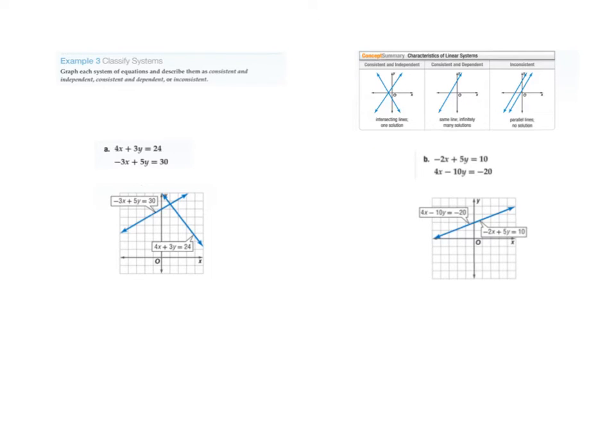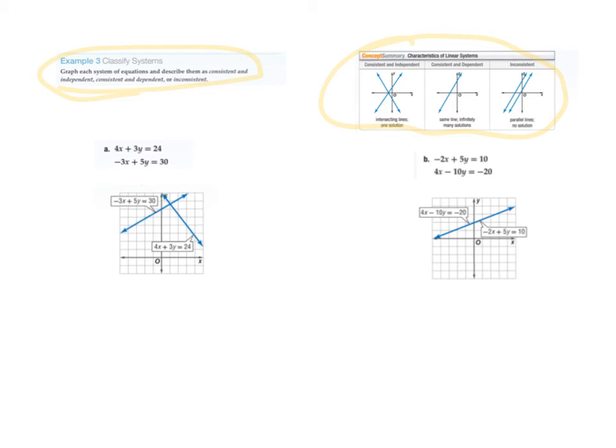So we're going to look at classifying systems of equations. Classifying systems means looking at two lines on a graph. So here are the three types that we have. When we have two lines that cross each other in a spot, those are consistent because they have an answer. And because they go in opposite directions, they're independent of each other.